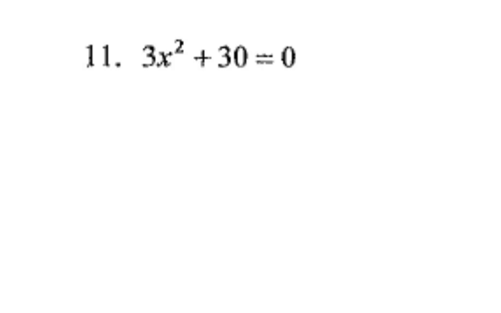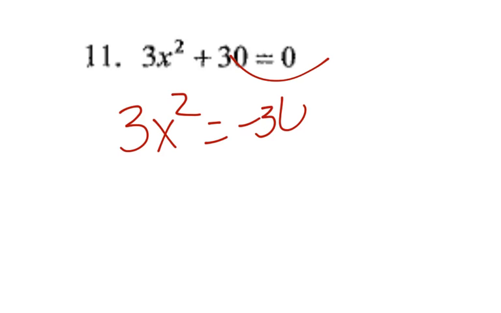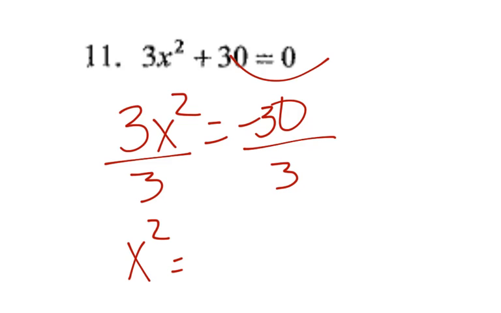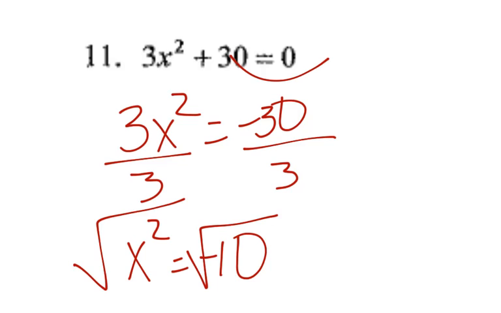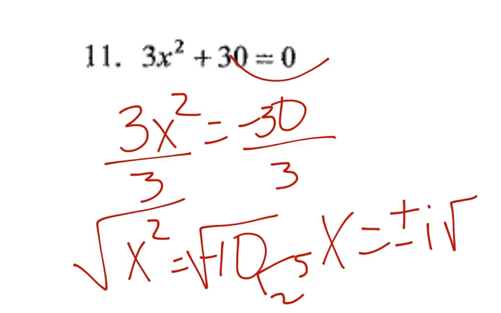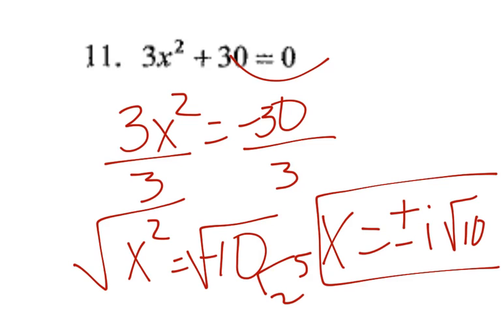3x squared plus 30, move that 30. 3x squared is equal to negative 30, divided by 3. x squared is equal to negative 10. Going to have to unsquare both sides, so square root them. x is equal to plus or minus, factor tree 10, and you get 2 and 5. Nothing pairs up, so it's i square root of 10. Make sure and pull that i out, though.